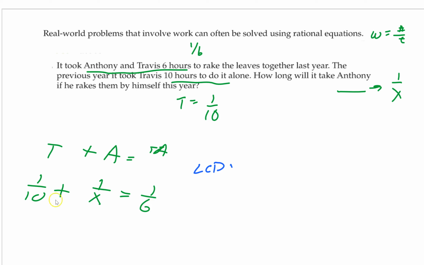And then in this case, what do 10, x, and 6 all go into? Well, think about 6 and 10. They both go into 30. That's the easiest thing to go into, is 30. And then we need the x. So now it's your choice. You can multiply everything by the LCD, or you can just try to get them all to have the same LCD. It's really the same thing.